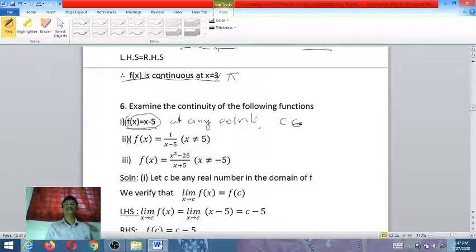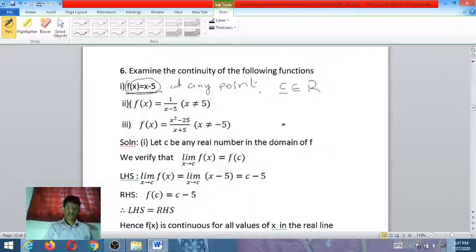C is any point which belongs to the real numbers. So we proved that the function f of x equals x minus 5 is continuous for any real value of c. How to prove this? Let c be any real number in the domain of f. What is this c? c is any real number in the domain of f. We verify, as usual, that the limit of f of x as x tends to c equals f of c.